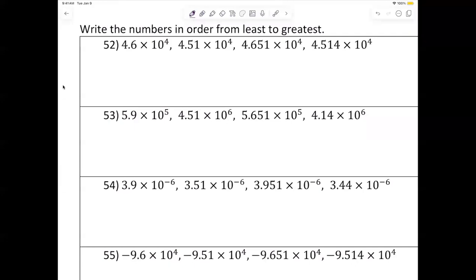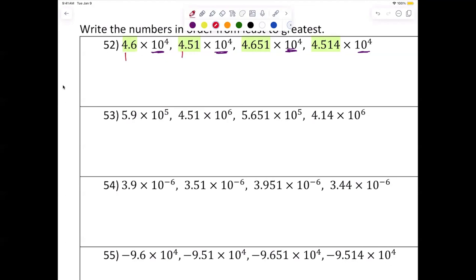So if this is 10 to the 4th, and this is 10 to the 4th, and that's 10 to the 4th, does that really even matter? No, they're all 10 to the 4th. So really, all we're doing is comparing these numbers right here. I said smallest. So remember, when you're looking at decimals, please listen, because most people forgot.